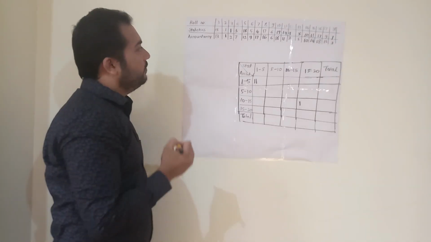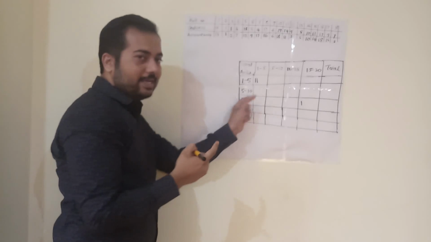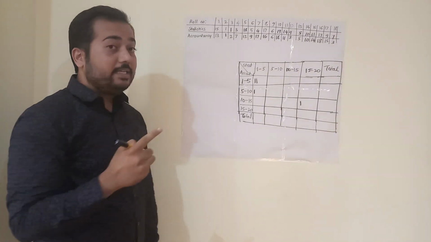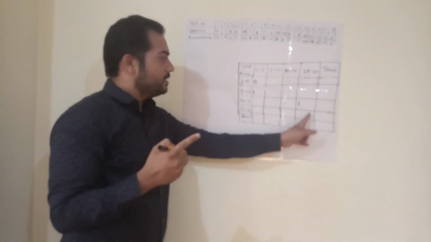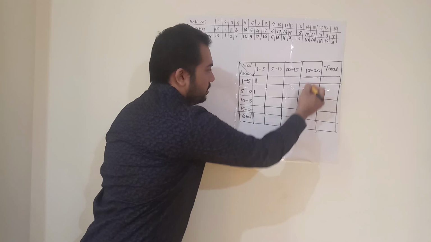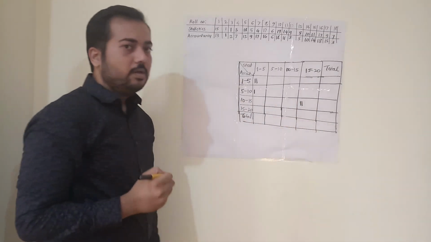Second tally mark. Then we have 3, 7. So 3 comes in the first column, 7 comes in the second column, second row. So here we'll have 3, 7. Then 18, 12. 18 would come in the last and 12 would come in the third one. So this is 18 for statistics and 12 for accountancy.